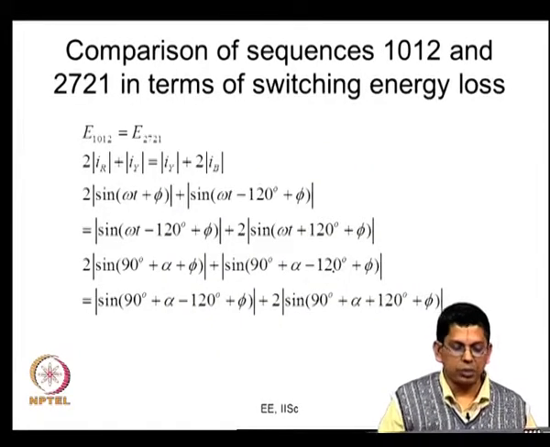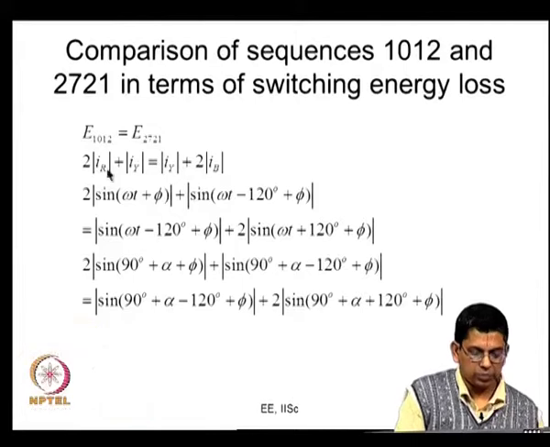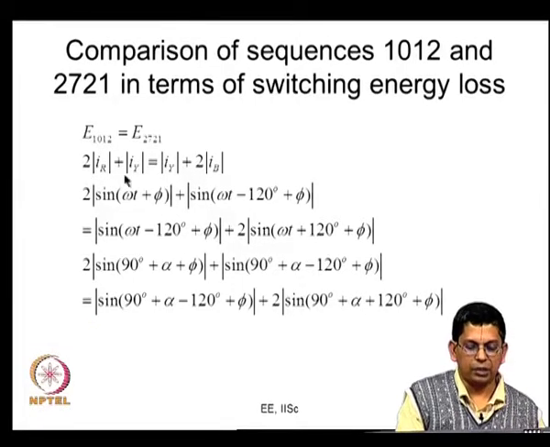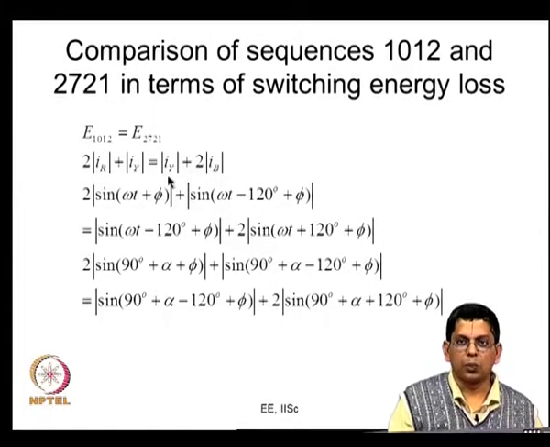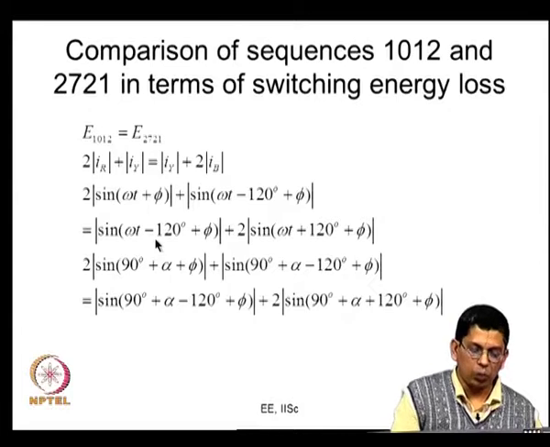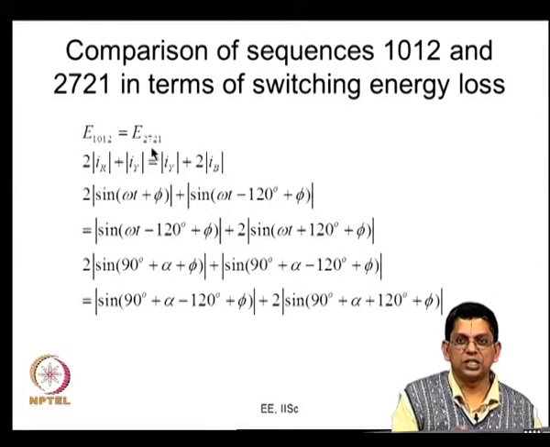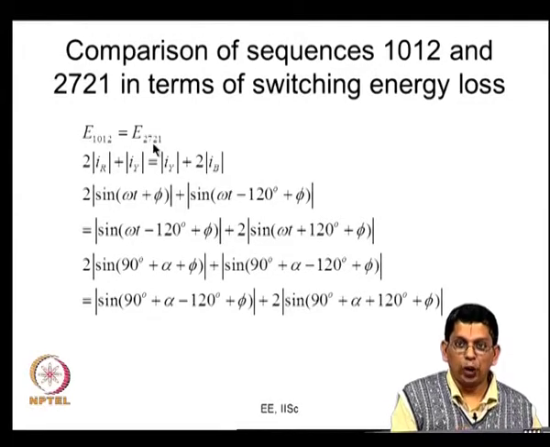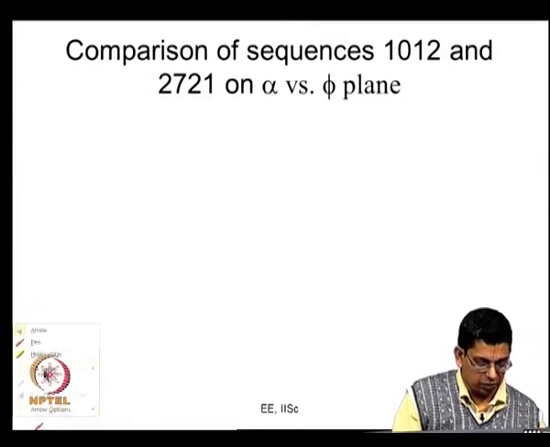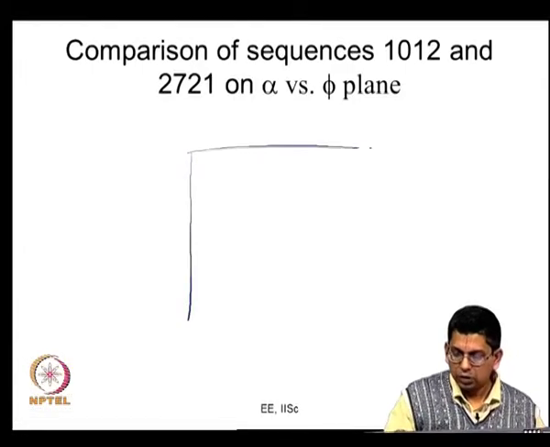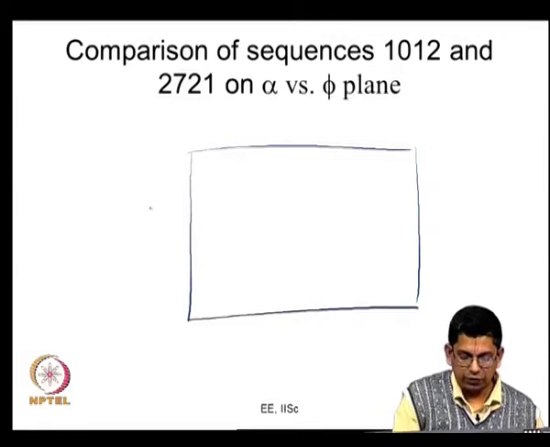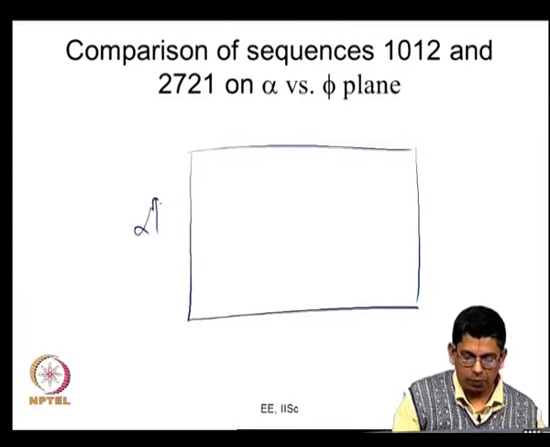A similar exercise can also be done for E 1 0 1 2, except that now R phase switches twice. So, it is 2 times IR plus IY. For 2 7 2 1, B phase switches twice. So, it is 2 IB plus IY. You can do a comparison, this will tell you when 1 0 1 2 is better than 2 7 2 1 or vice versa, and then you can use an appropriate combination of 1 0 1 2 and 2 7 2 1, which will give you lower switching loss than these two sequences put together. This exercise can be summarized similarly on the alpha 1 versus alpha 2 plane. You can once again summarize it on the alpha versus phi plane as we have done before.